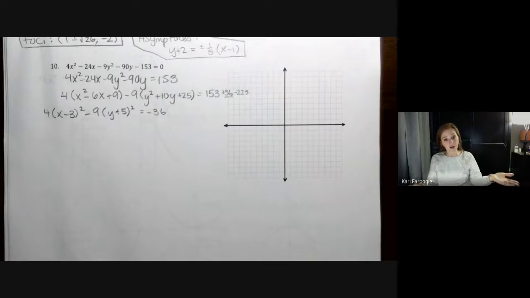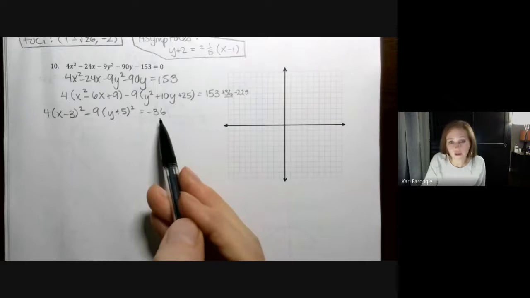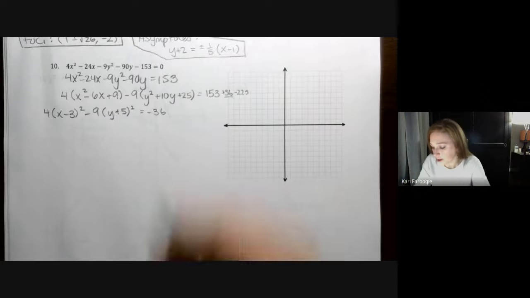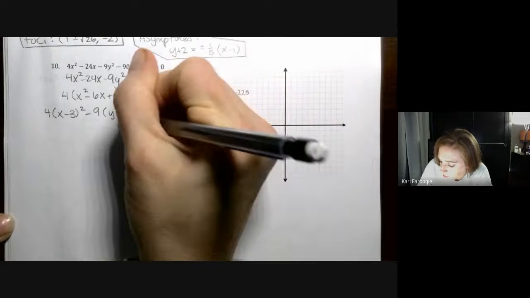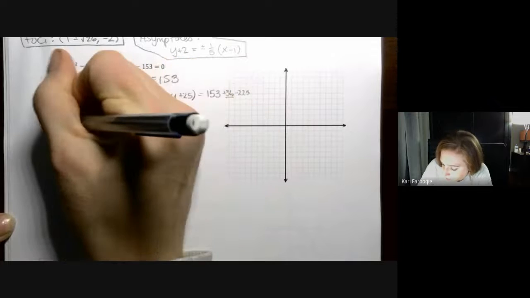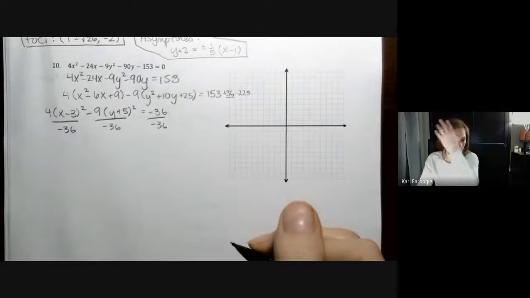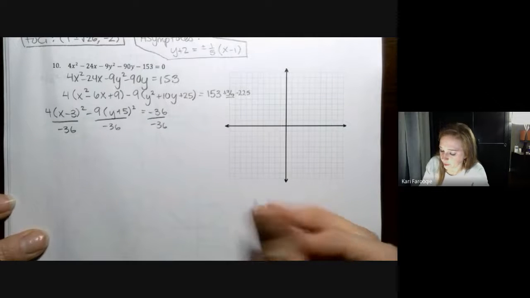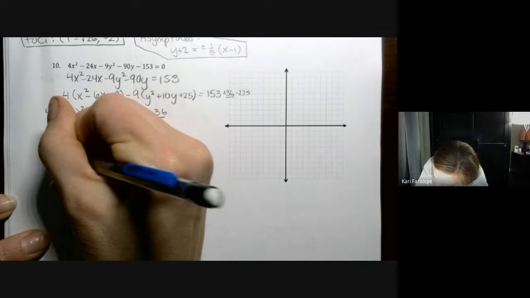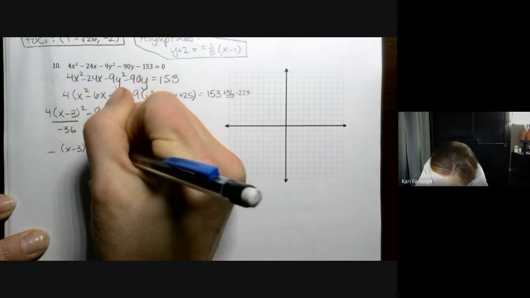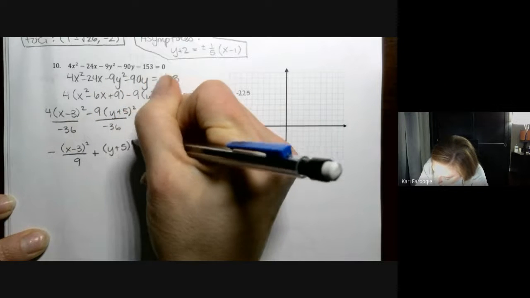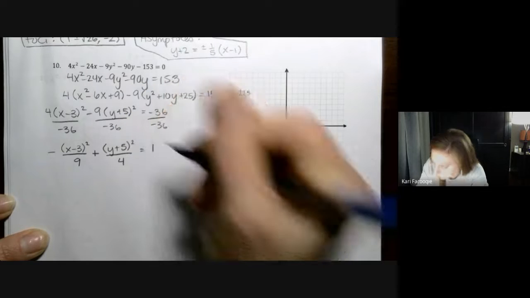Now, this doesn't mean that all is lost, because remember that in order to get a standard form equation, you still have to divide both sides by this coefficient. Just because it's negative, that's okay. Divide all of these terms by negative 36. And you will see what happens. This happens sometimes. It's not a big deal. So you're going to get negative (x - 3) squared over 9 plus (y + 5) squared over 4 equals 1.